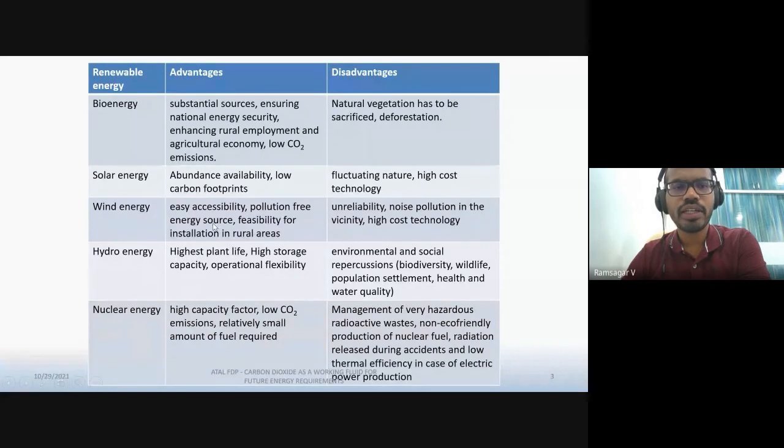Similarly, wind has its own advantages and disadvantages. It is pollution free, easily accessible, and feasible for installation in rural areas. But the disadvantages are that it is an unreliable source, noise pollution will be there, and it is a high cost technology at present. Then hydro energy has the highest plant life. In India, most of the green energy comes from this; after fossil fuels, we produce more power from water, from dams, etc.